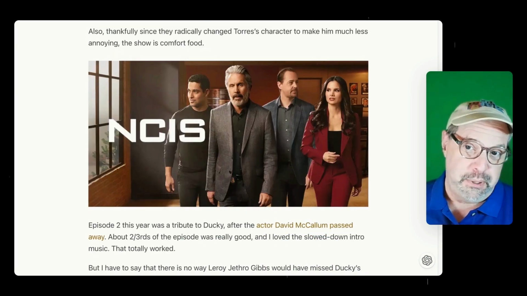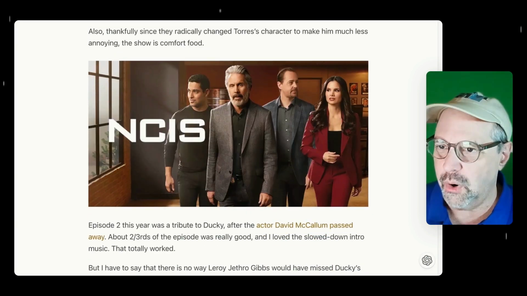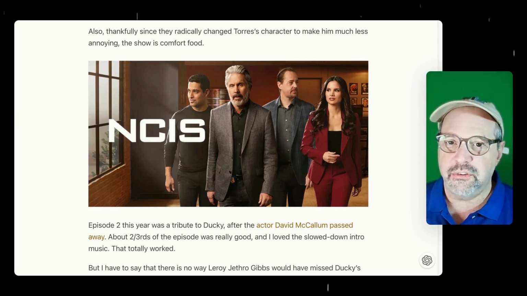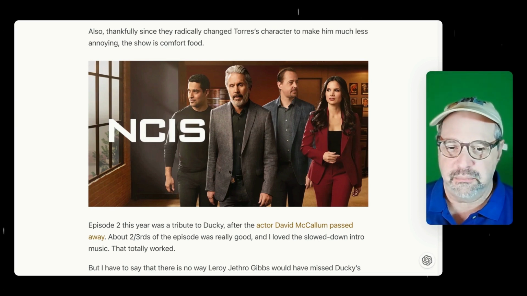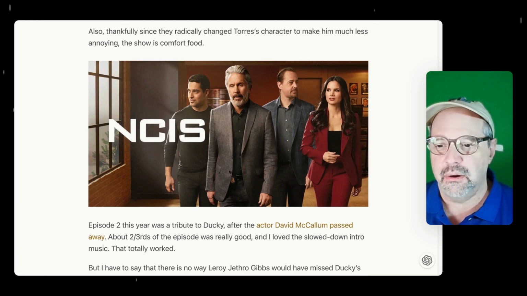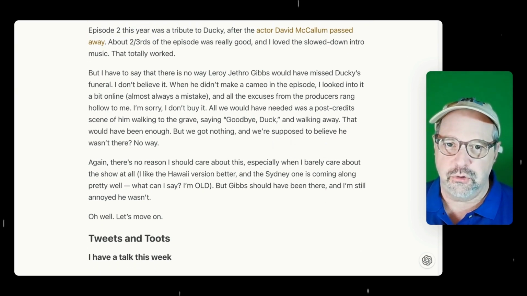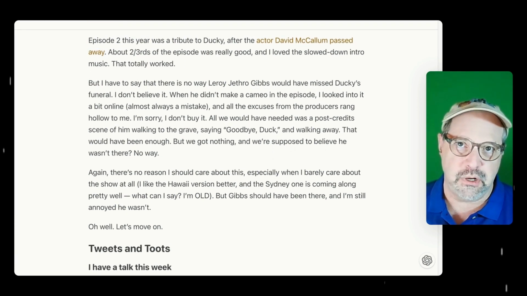And here's, by the way, a picture of NCIS now. Look, he's gotten old like some of us have as well. Since they made Torres's character much more interesting and much less of a jerk, that's really fine. And it's more of a fun show now. Now, I got to say, episode 2 was their big tribute to David McCallum, the character of Ducky.